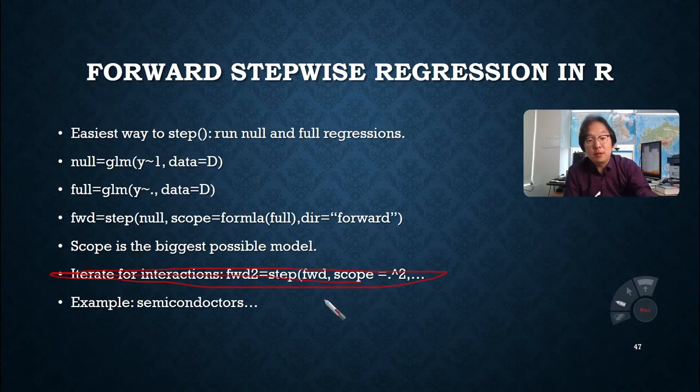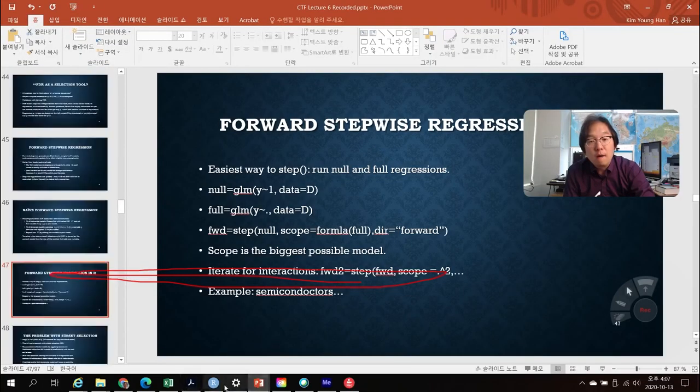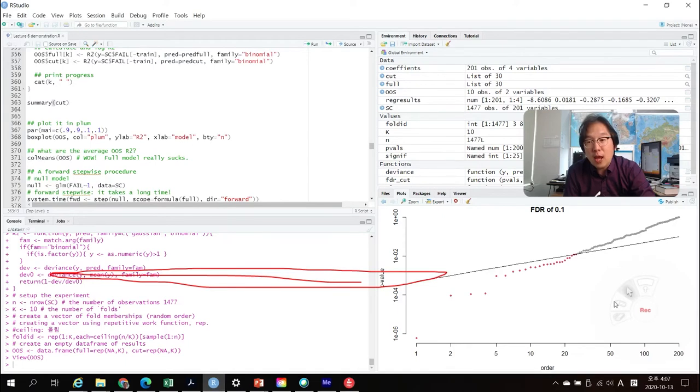Example, semiconductor. So let me get back to this slide. Not the slide, by the way. The code, yes. Yes.